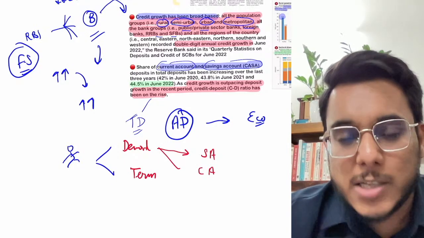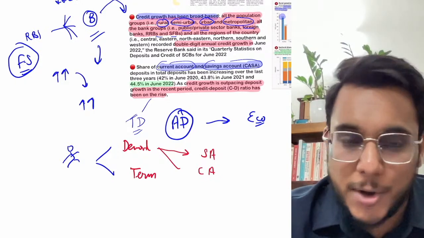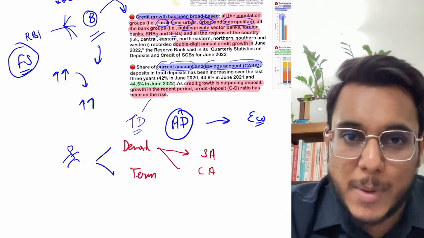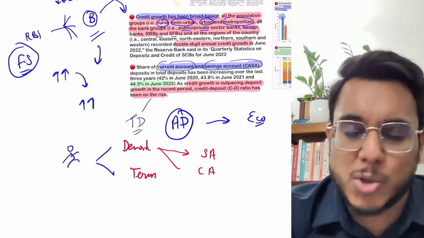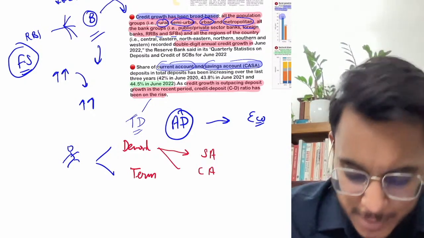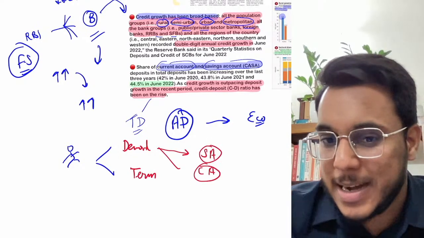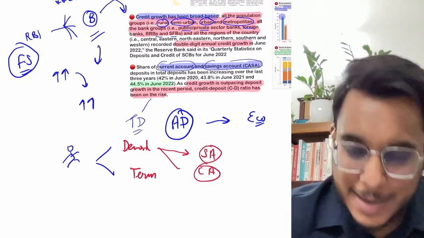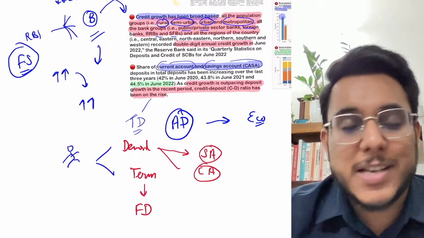Now guys, the current account is for business. Let's say that you have a shop. On your shop every day a lot of cash is coming, you'll deposit that cash, but you'll be withdrawing that cash also, because you also need to make payments. So the current account is for business, and then there are saving accounts in which we deposit our money and can withdraw it. And then there is the term deposit. In the term deposit there are the FDs, fixed deposits.